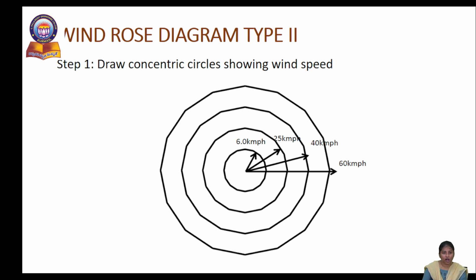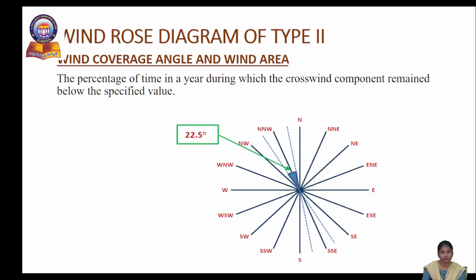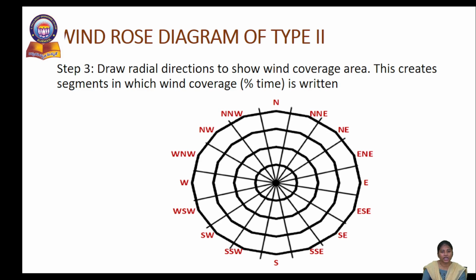So first, draw the concentric circles which represent wind speed. The portion covered in these circles with speed below 6 kmph is known as the calm period. In step 2, mark 16 directions, each with a wind coverage area of 22.5 degrees. So in these concentric circles, you mark all the 16 directions like this.